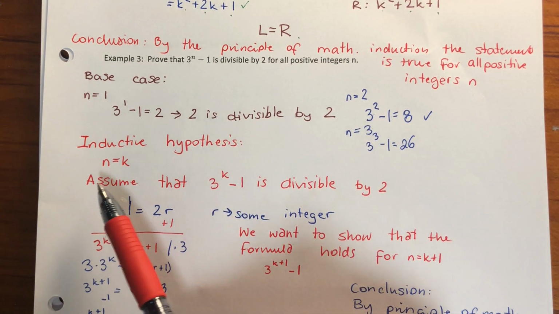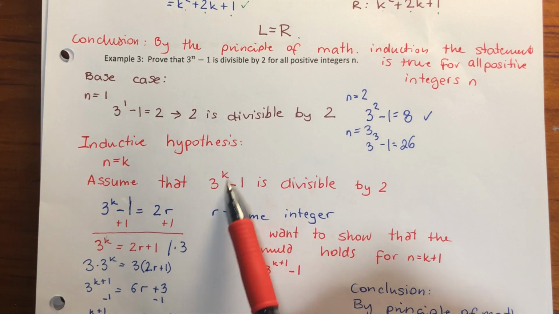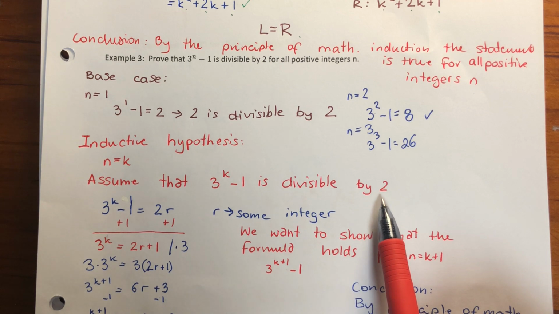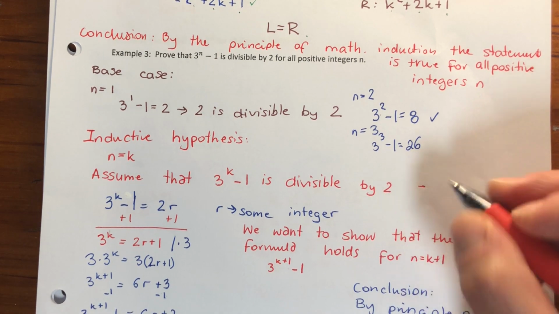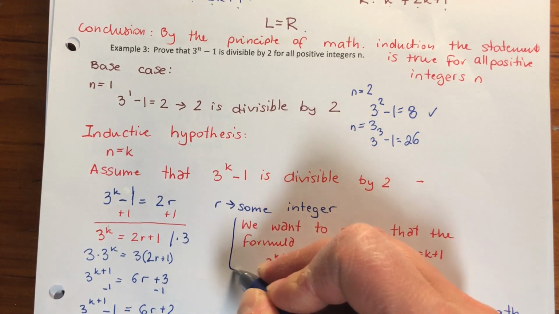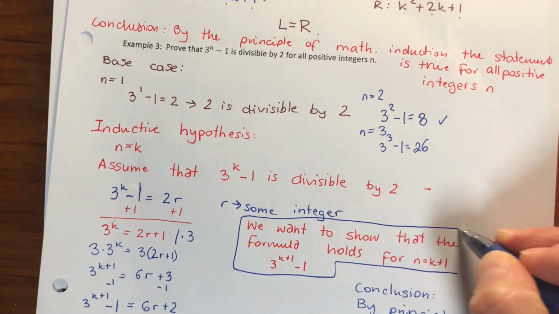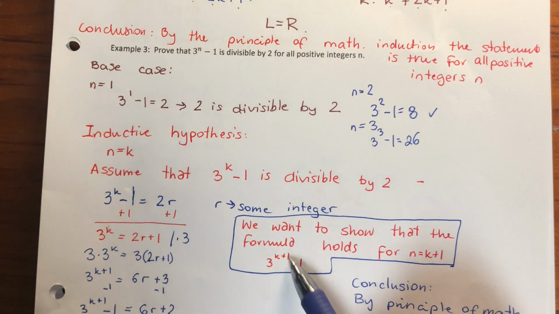So inductive hypothesis: n is equal to k, and I'm going to assume that 3 to the power of k minus 1 is divisible by 2. Now the next thing that we need to do is keep in mind that we need to prove that the next term is going to work. I wrote it right here, and then I am going to explain what I wrote on the side. We want to show that the formula holds for n equal to k plus 1. So we want to show that it holds for something that looks like this.